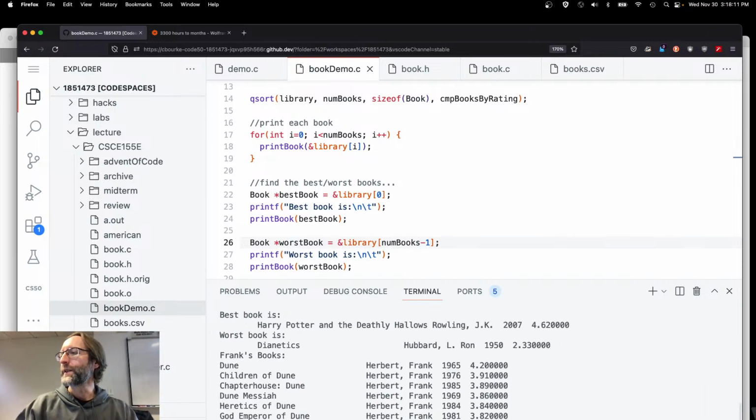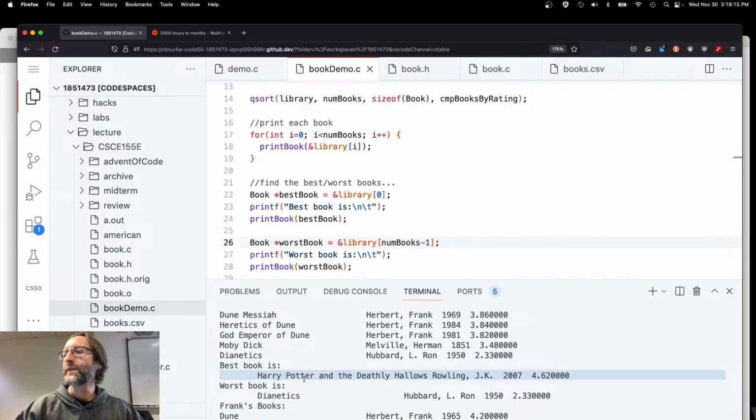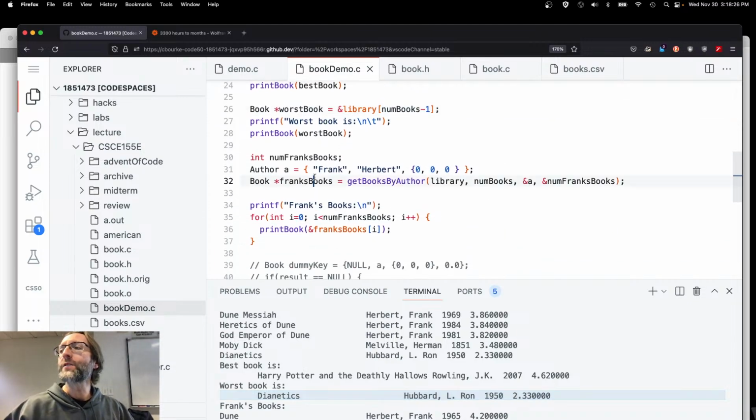GCC. Run this again. And there's the list above. The best book is Harry Potter. Worst book is Dianetics. Right. How much time? Oh, we don't have enough time, so I'll have to continue it on Thursday or on Friday. But how do you go about searching for Frank's books now? Right? You don't write your own get book by author. Instead, you use binary search.